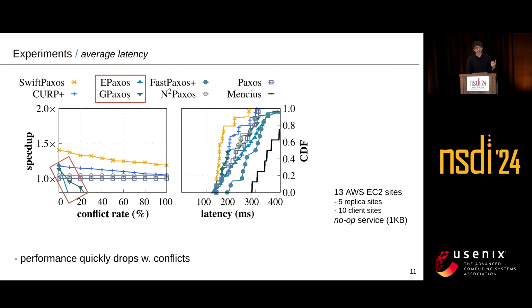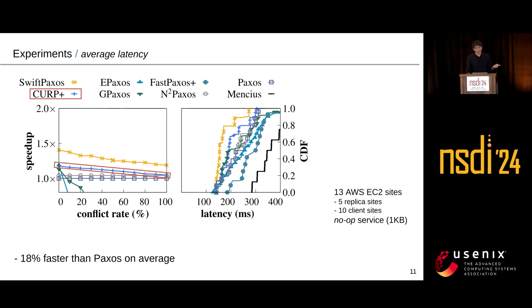Egalitarian Paxos and generalized Paxos are 2 protocols that are exploiting commutativity at the application level. However, as seen in this slide, their performance is quickly dropping with the conflict rate. The higher the conflict rate, the slower those protocols are.